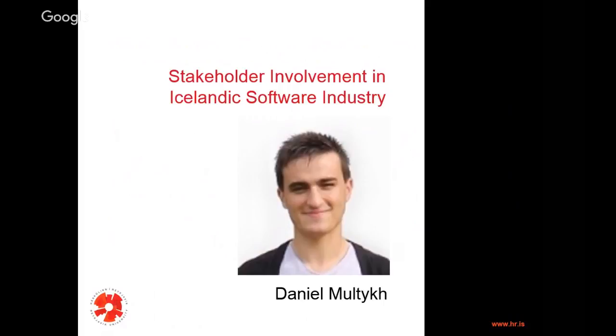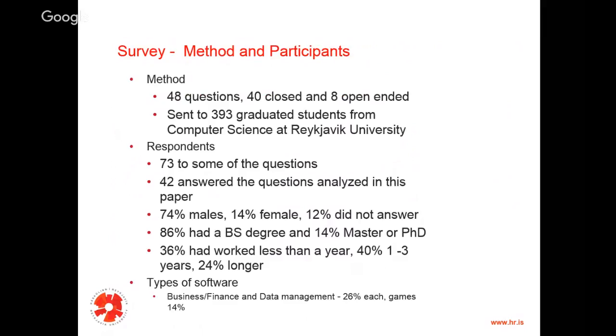Daniel Multik was a BS student. He did this study as a final project here at Reykjavik University, and he sent out a survey to people in the Icelandic software industry. The survey had 48 questions. There were 40 closed questions, meaning having alternatives where you were supposed to rate something, and then 8 open-ended, meaning, what do you see as the advantages of this, and then you insert text into the field.